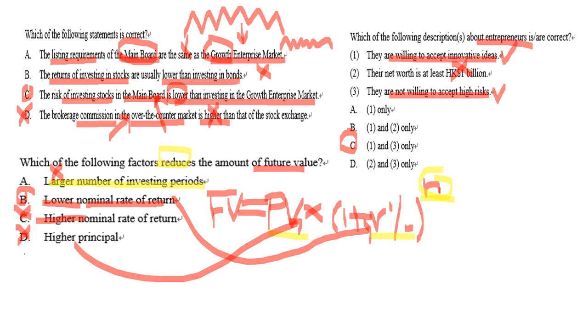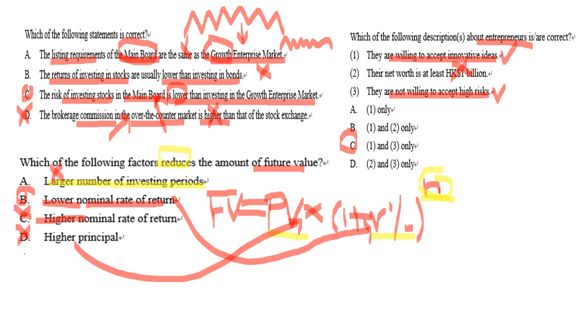Why is D incorrect? The brokerage commission in the over-the-counter market is higher. This is wrong because when we buy shares over the counter, that means not on the platform of the stock exchange. That means you need not take any administrative procedures by the stock exchange market. So you just make a connection between the buyer and the seller over the counter market. So the brokerage commission is usually lower, okay, when trading over the counter market.